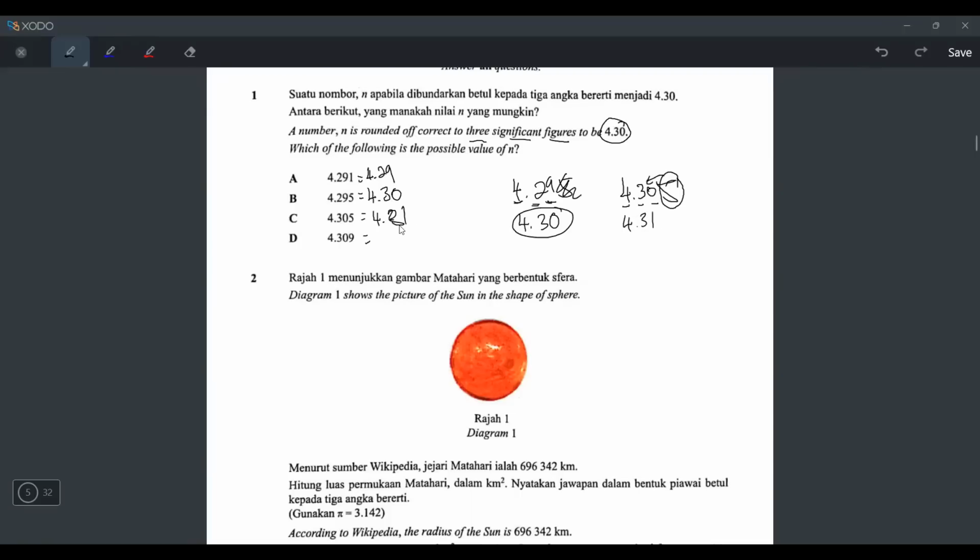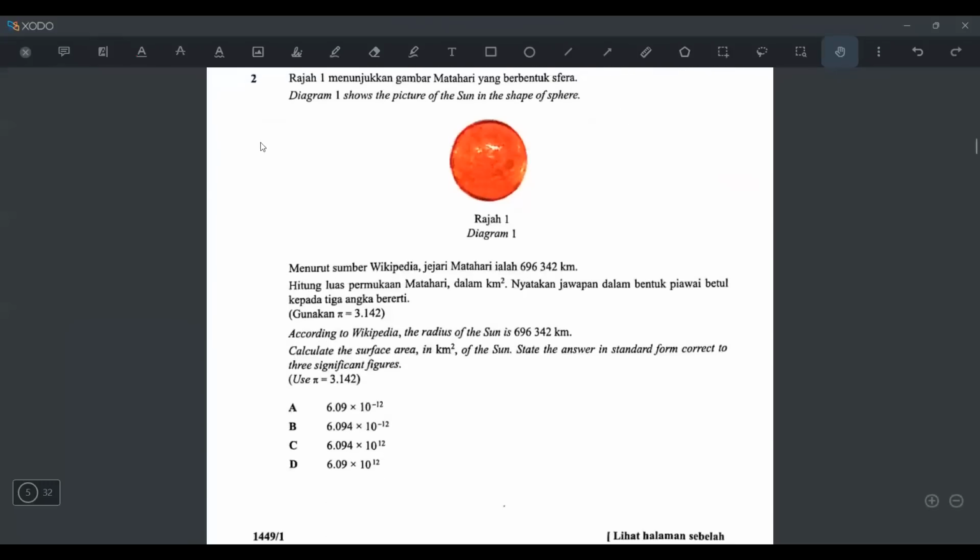And for my final one, 4.309, same thing. Count from left to right, 1, 2, 3, and then erase the rest. Before you erase, check whether it is 5 or bigger than 5. 9 is definitely bigger than 5, so definitely have to plus 1. After I plus 1 here, I can erase the 9. So it'll be 4.31. So the answer is B. Okay, that's how you do it. Let's go to number 2.